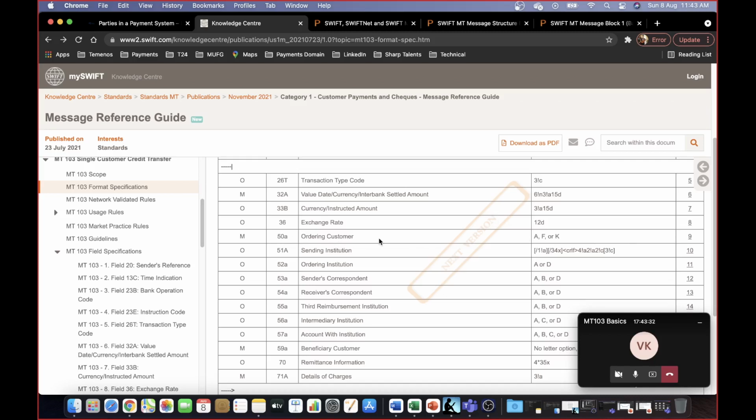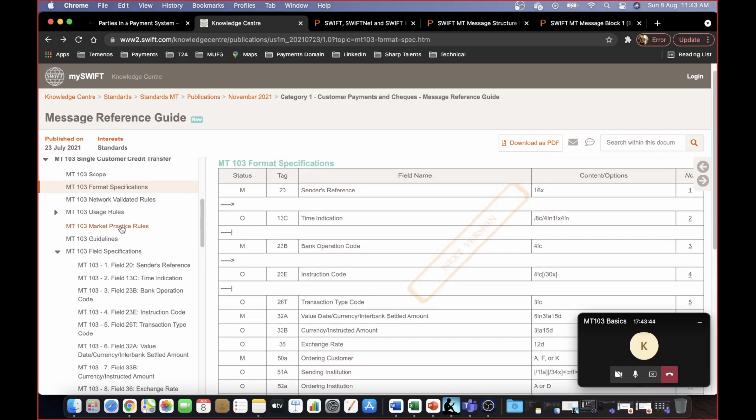Yeah, I have seen 50H also. By chance in our MT103, I saw it. I never knew that it is there, but is it there? It is not there. 50H is present in tag 10 of MT101.